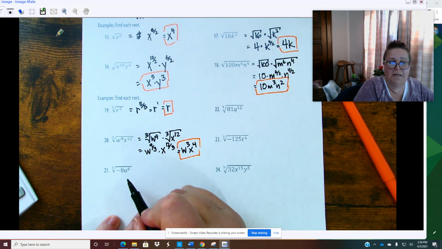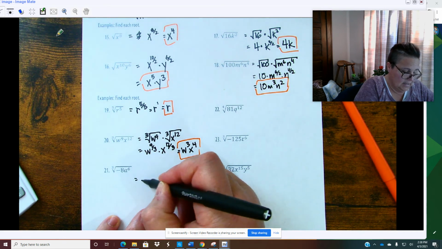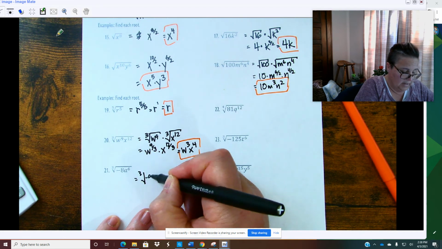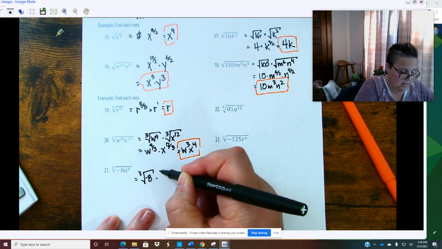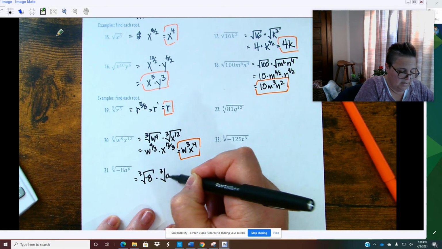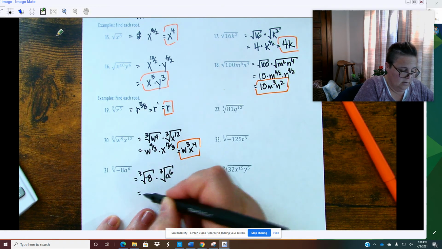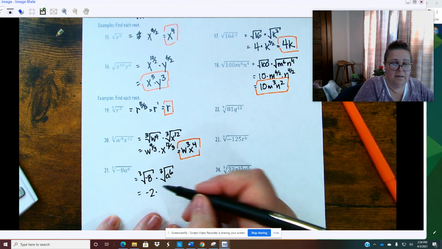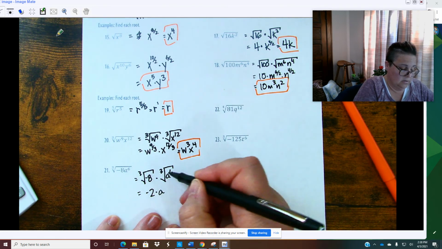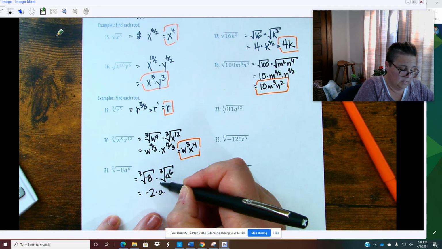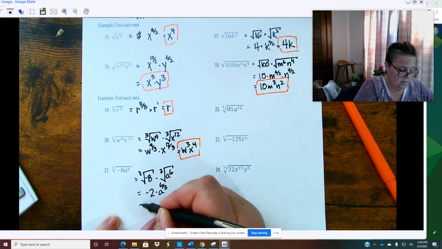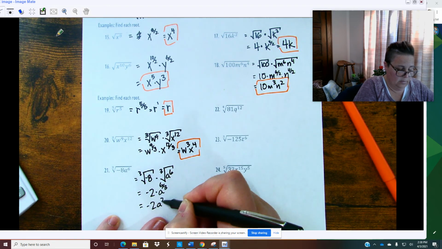For 21, I have the cube root of negative 8, a to the 6th. That's going to be the cube root of negative 8 times the cube root of a to the 6th, or negative 2 times a to the 6 over the index, 6 over 3, negative 2a squared.